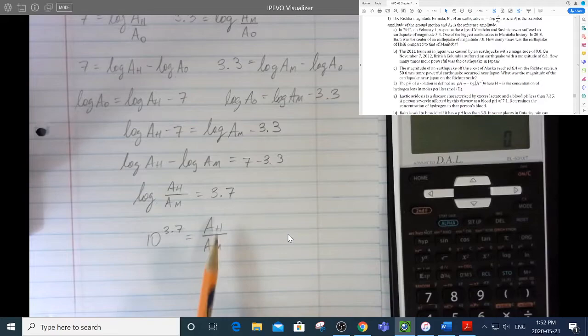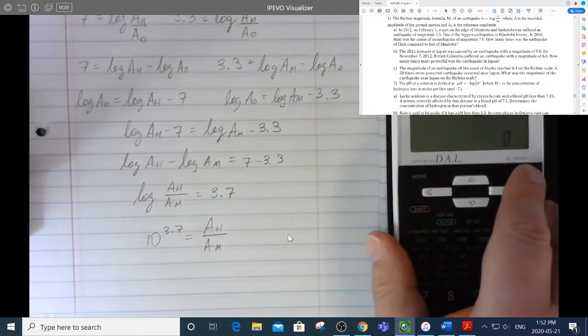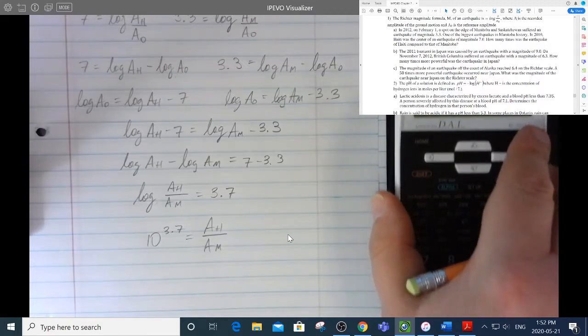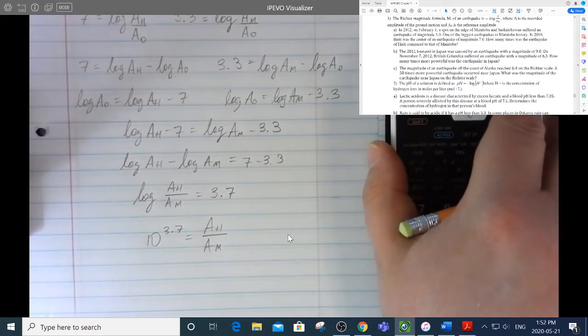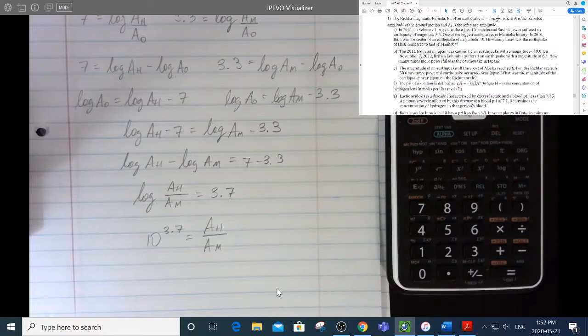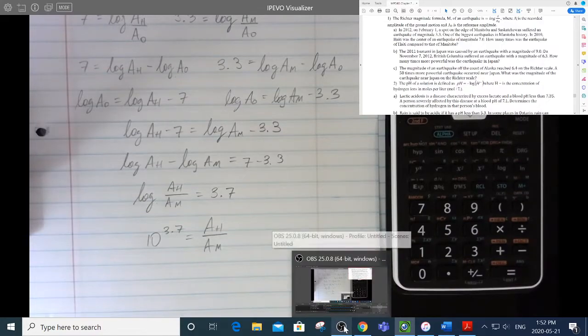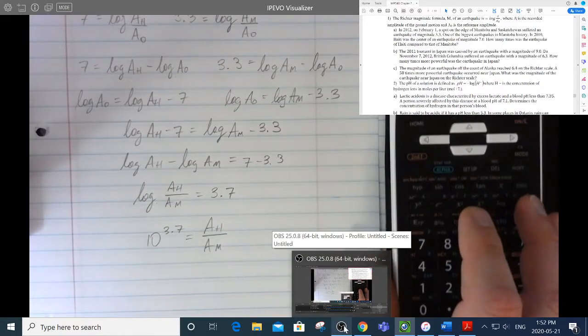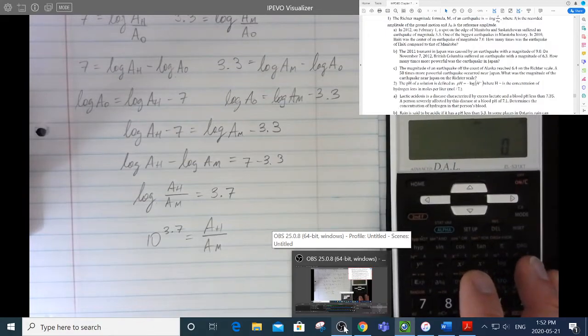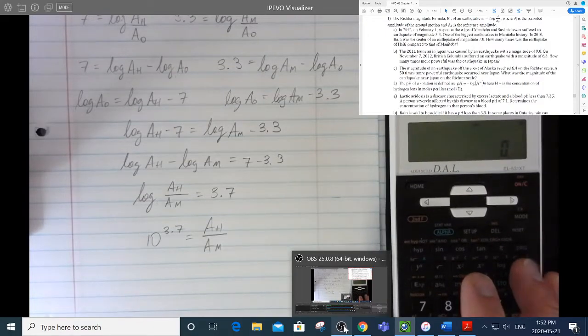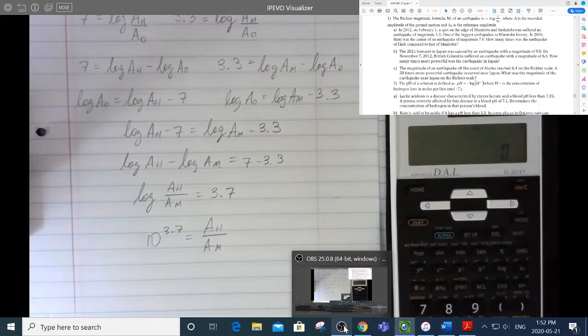So how many times bigger is it? Well, it's 10 to the 3.7. And I don't know what 10 to the 3.7 is, so I'm going to use my calculator for that. Let me put that up so that it can be seen. Let me just double check that I don't want the questions to go away, but oh, well, that's too high. You can't see that. There we go. Okay, there, you can see what I'm doing, I hope.